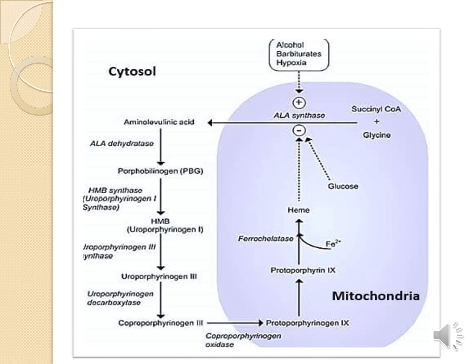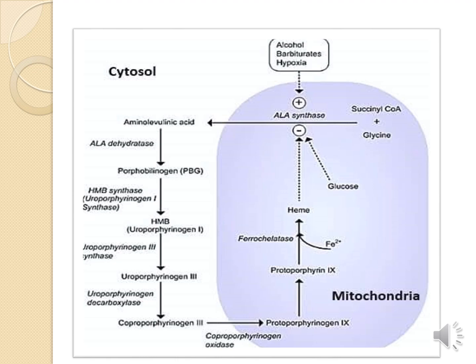And once this porphobilinogen is formed, it again forms uroporphyrinogen 1 with the help of the enzyme HMB synthase, that is uroporphyrinogen 1 synthase. And from this uroporphyrinogen 1, it is converted to uroporphyrinogen 3 with the enzyme uroporphyrinogen 3 synthase. And from the uroporphyrinogen 3, it converts to coproporphyrinogen 3 with the enzyme uroporphyrinogen decarboxylase.